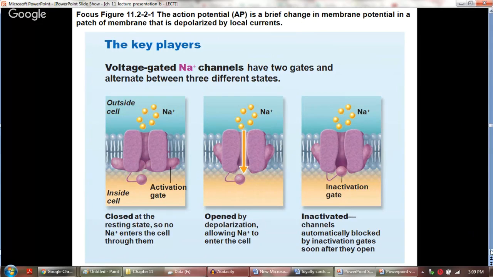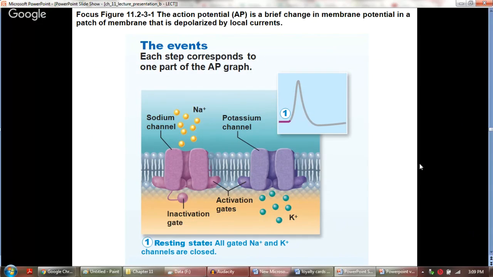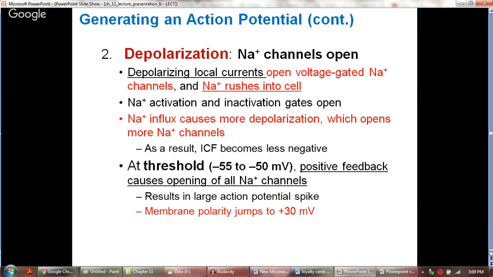This is again the same picture in a much bigger view. With related to the resting state, all gated sodium and potassium channels are closed. So that's why you don't see a spike over here at the resting state in this action potential graph. So what will happen with the depolarization? The sodium channels start to open up. The depolarizing local currents open voltage gated sodium channels and sodium rushes into the cell. This is a very quick process.